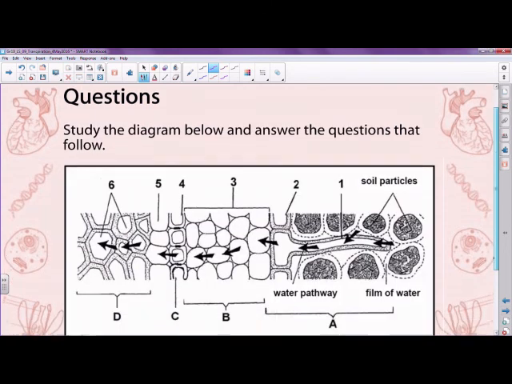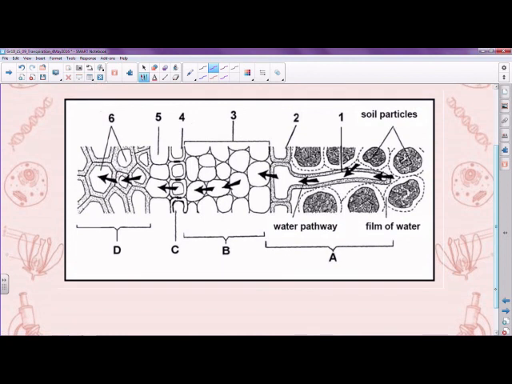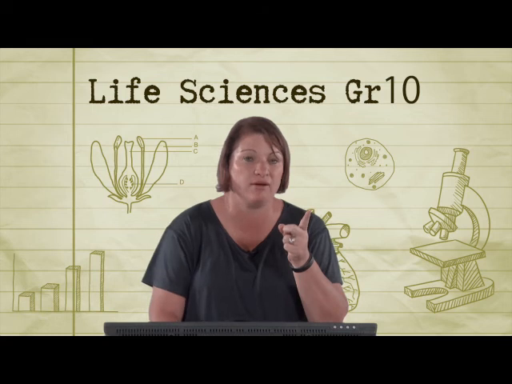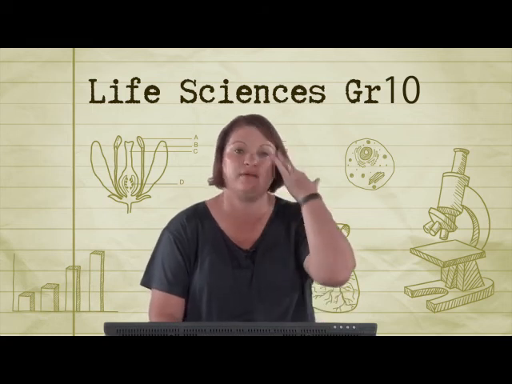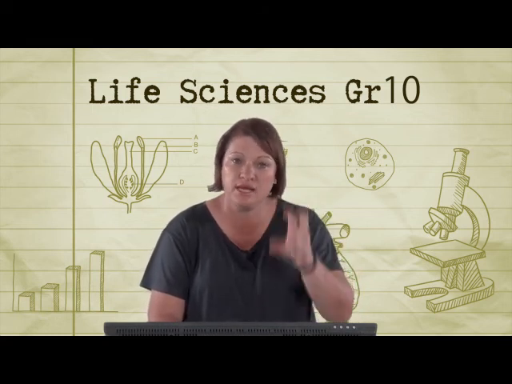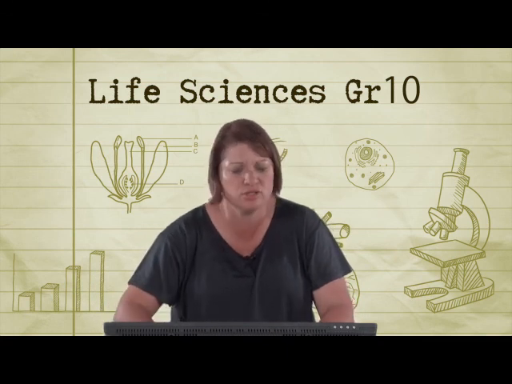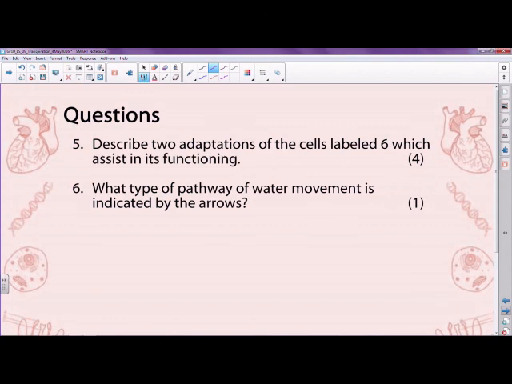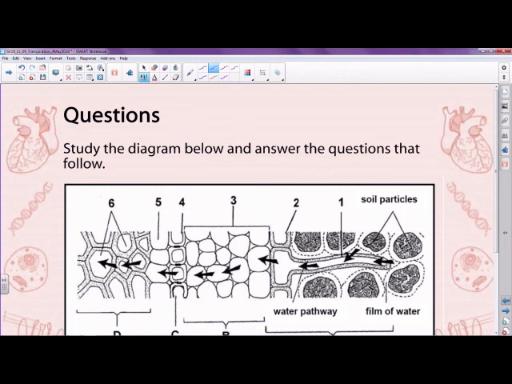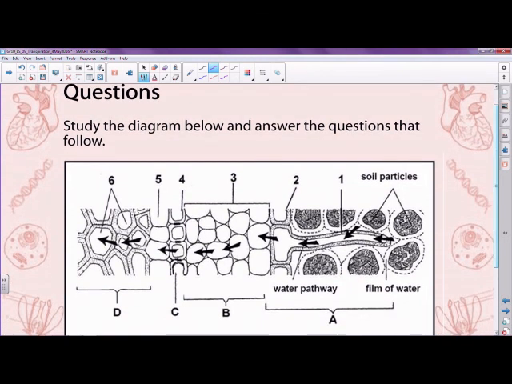And we still are on this diagram. If you don't recognize the diagram, how many marks have you lost? It is essential that you know your organ systems. Next question. Describe 2 adaptations of the cells labeled 6. So let's go back to our diagram. What are 6? 6 are the xylem.